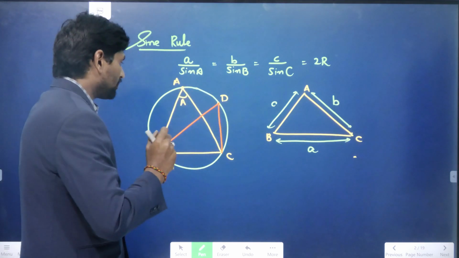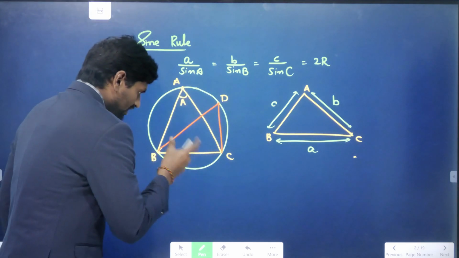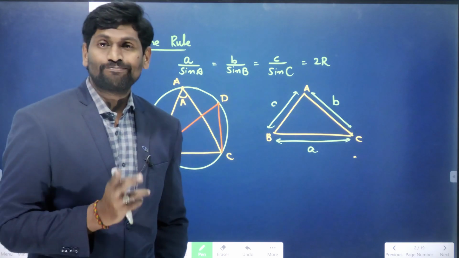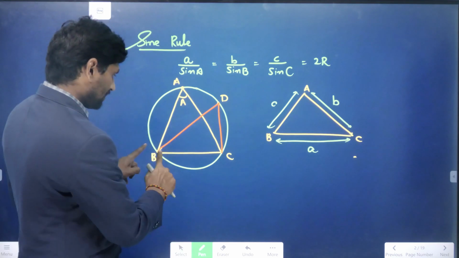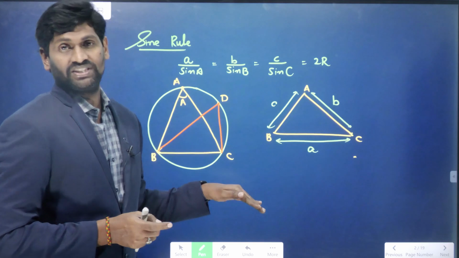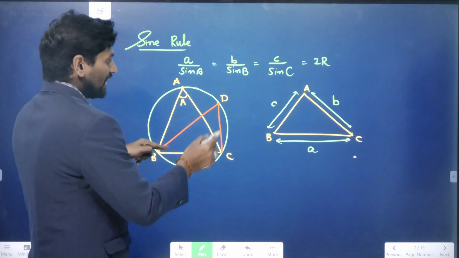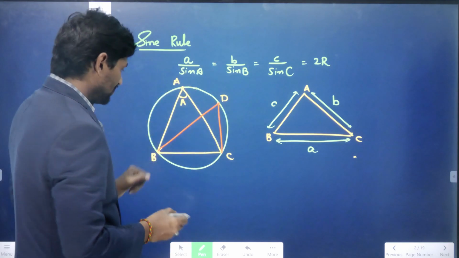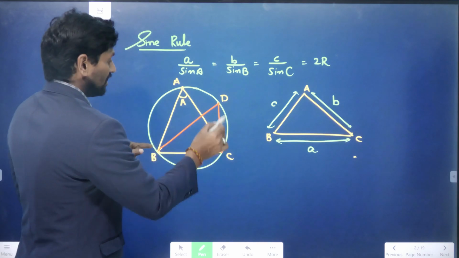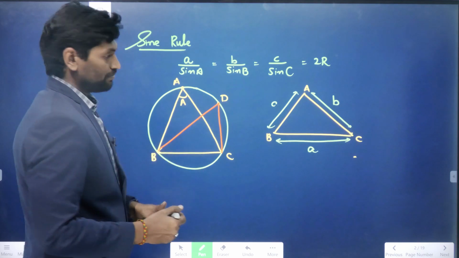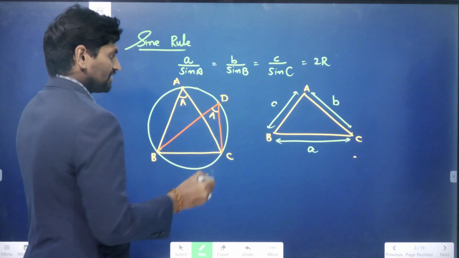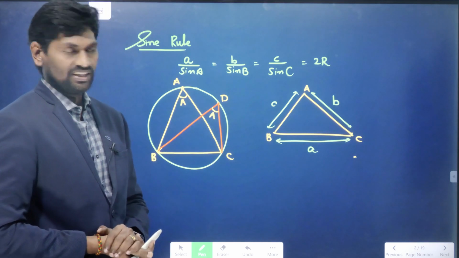And here you should remember the point: the chord BC in a circle. A chord is a line segment having both endpoints on the circle, and the chord of a circle makes equal angles on the remaining arc. That means if you take this chord BC, it makes equal angles on the remaining arc. That means angle A equals angle A, so we can also take this one as angle A.